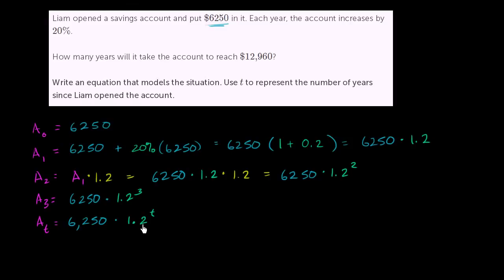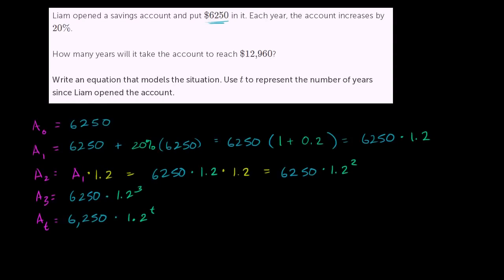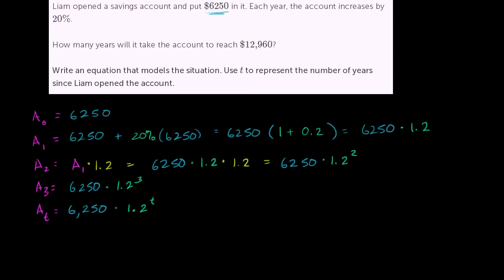Anyway, so they say write an equation that models the situation. So we want to figure out how many years will it take the account to reach 12,960. So we essentially want to say, when is the account going to be 12,960? We could write 12,960. When is that going to be equal to 6,250 times 1.2 to the t power? So that's the equation right over there that models the situation.